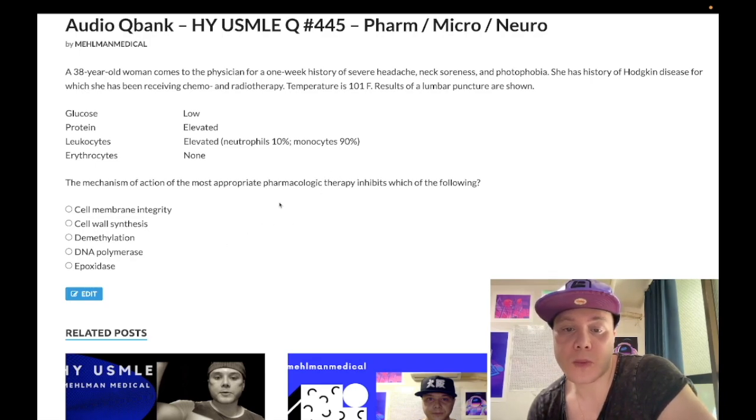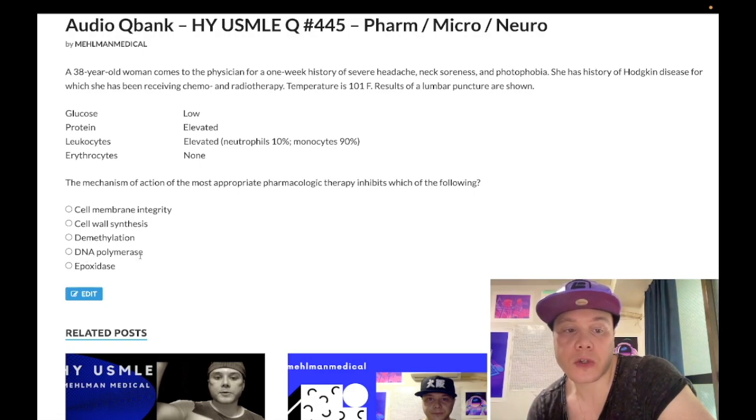So what's the most appropriate pharmacologic treatment? It inhibits which of the following? Let's just walk through the answer choices here. We'll go backwards. Choice E, epoxidase, wrong answer. This refers to terbinafine. Okay, so terbinafine would inhibit the conversion of squalene to lanosterol by inhibiting squalene epoxidase. And terbinafine oral would be used for onychomycosis, nail bed infection with fungus. Topical terbinafine, classically used for tinea pedis. Okay, wrong answer.